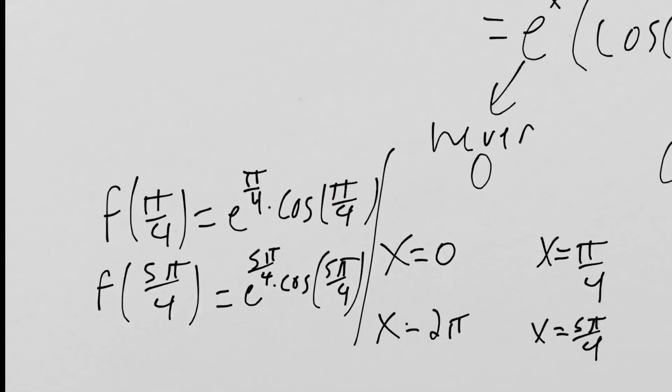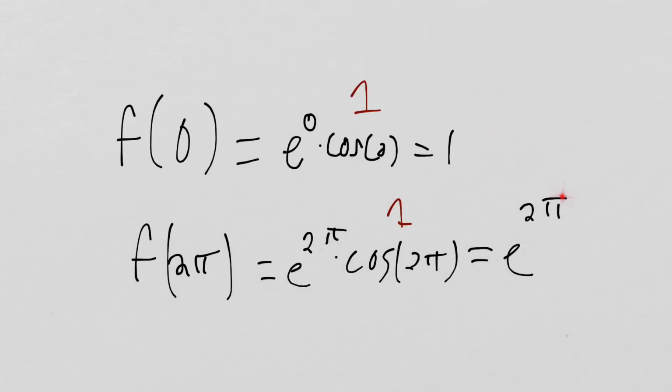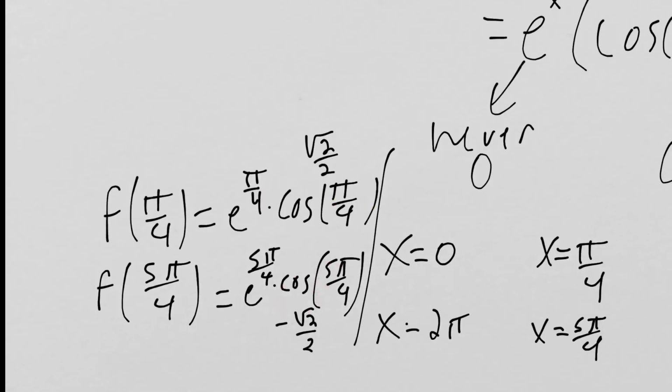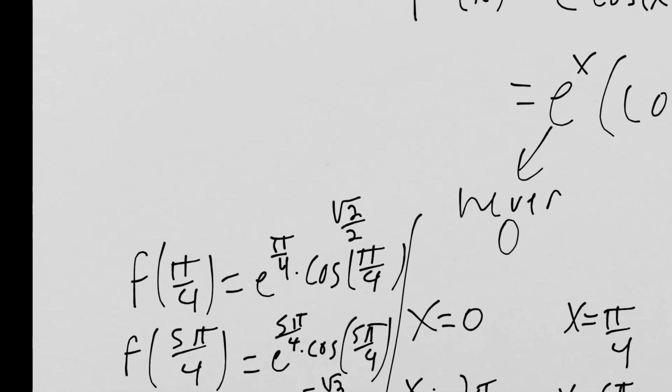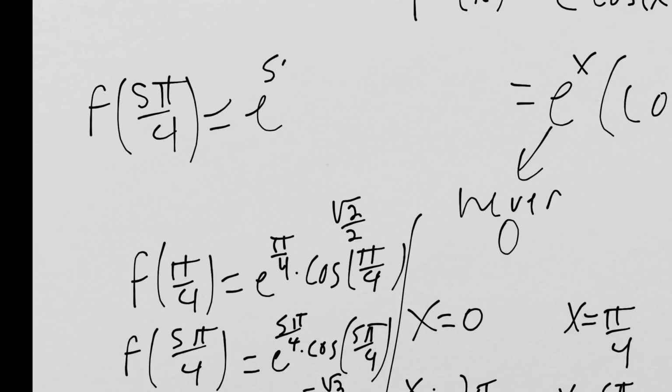So now let's go back here. Cosine of pi over 4 is root 2 over 2. And then cosine of 5 pi over 4 is negative root 2 over 2. So what we have is a positive number, a positive 1, and another positive number. The only negative number is this one. So this one has to be the smallest because it's the only negative one. So f of 5 pi over 4 is e to the 5 pi over 4 times negative root 2 over 2. So then that'll make the whole thing negative. So that is our absolute minimum.